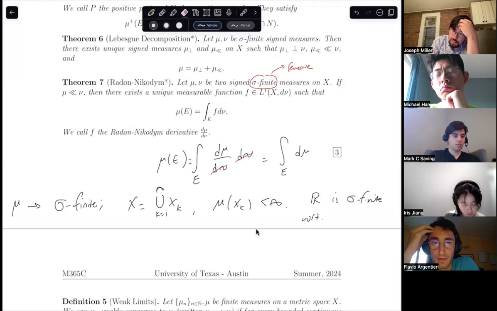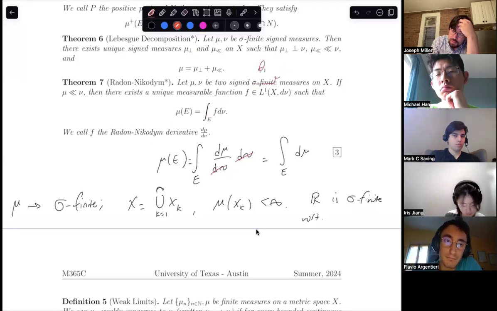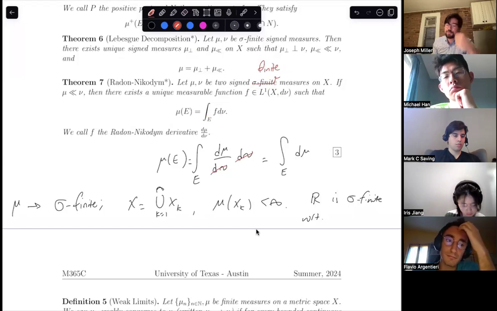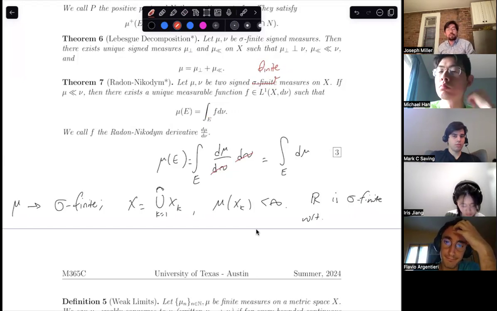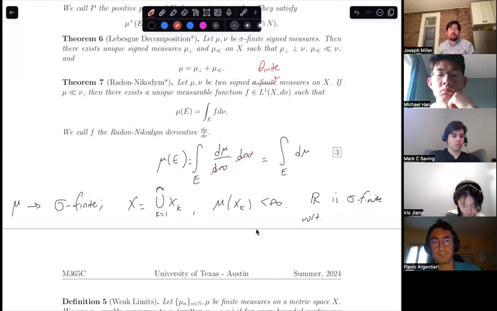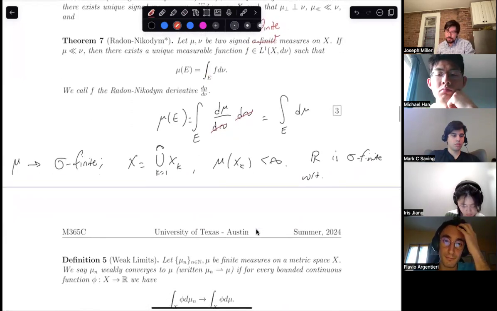No, let's not remove it. Let's just make it finite. I think that would be way easier. This is a very detailed thing, so let's just make it finite. Okay, so let's just say I have two finite measures, then I can decompose one with respect to the other. There's always a more general version of Radon-Nikodym, but you kind of get lost if you add too many adjectives.